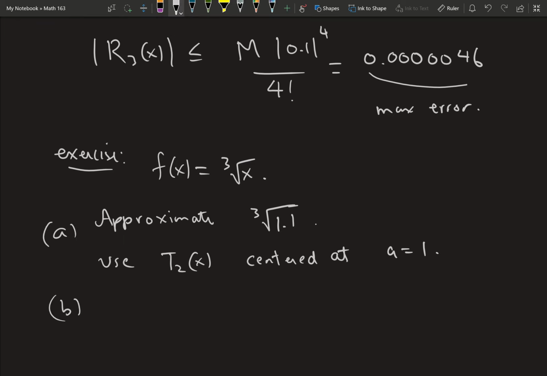Part 2, what is the maximum error? This is a little bit vague because depending on which method you use, you'll get a slightly different maximum error. But let's go ahead and use my method here. What is the maximum error of this approximation?